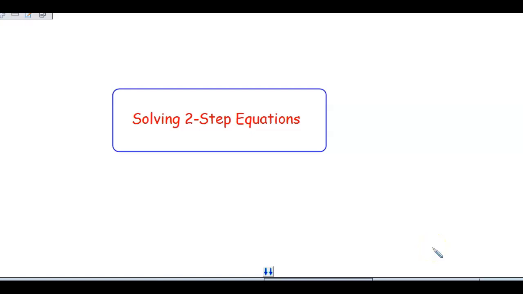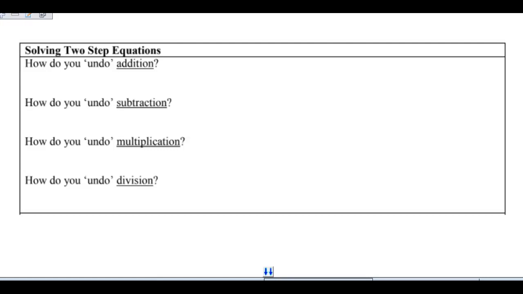Hello. Today we're going to be solving two-step equations. Two-step equations are very similar to one-step equations, except you have more than a single step to do. When we're talking about inverse operations, we're talking about undoing the operation that was involved.